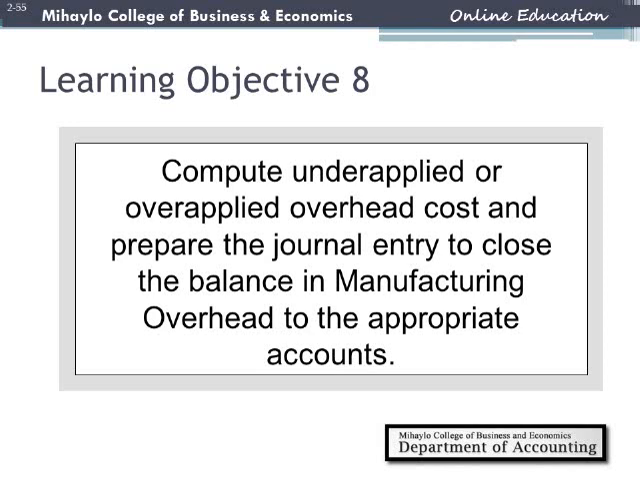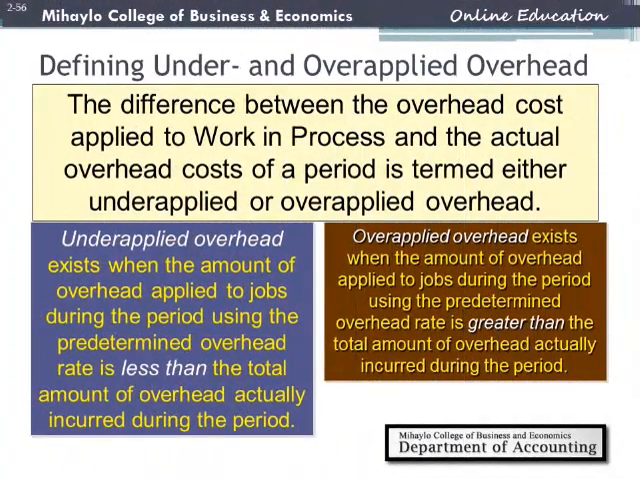Learning objective number 8 is to compute underapplied or overapplied overhead cost and prepare the journal entry to close the balance in manufacturing overhead to the appropriate accounts. There are 2 complications relating to overhead application: defining and computing underapplied and overapplied overhead. When we apply overhead on the basis of a predetermined overhead rate, there is always the chance that the amount of overhead applied will be different from the amount of overhead actually incurred during the period. When there is a difference, we refer to the amount as either underapplied overhead or overapplied overhead.